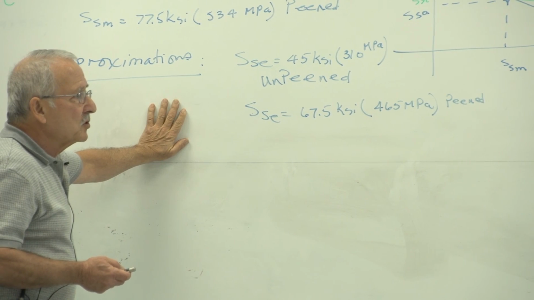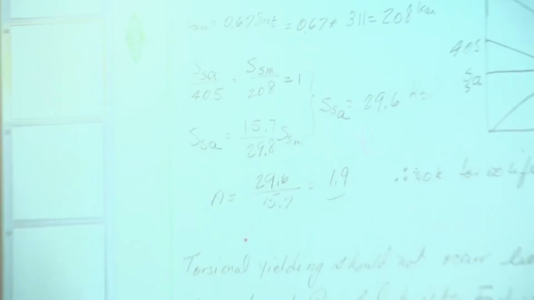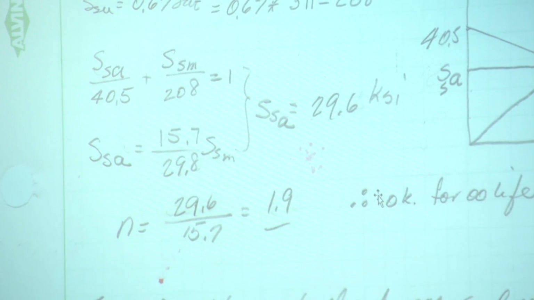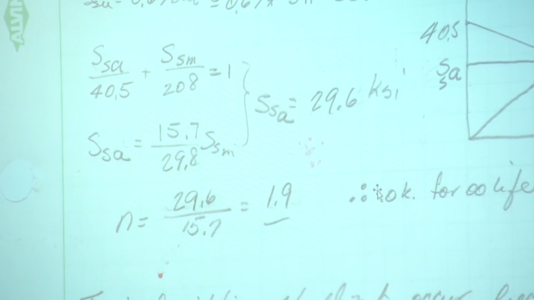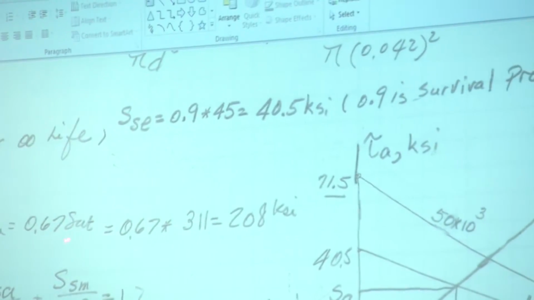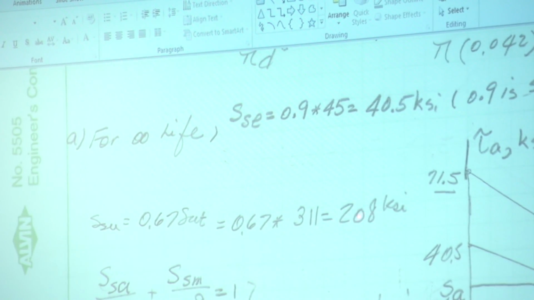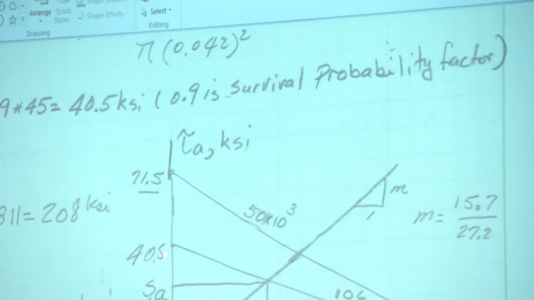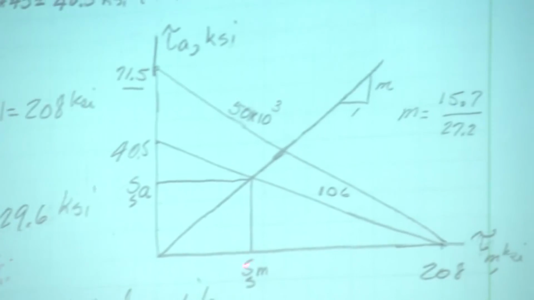The 0.9 that you see there is probability of survival. That's what they want. So I multiply that by 0.9. You can introduce your factor from the table as well. SSU, 67% of SUT, we just talked about that, 208. So there's your Goodman line. This is 40.5 for SSE. SSU, there's the Goodman line, 10 to the 6.